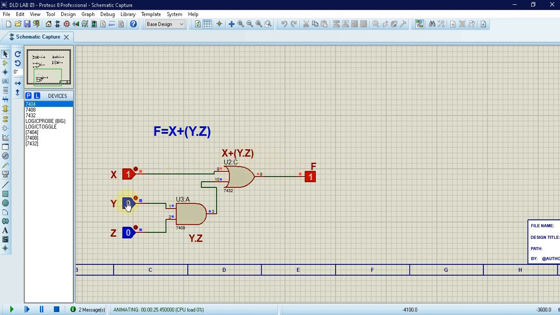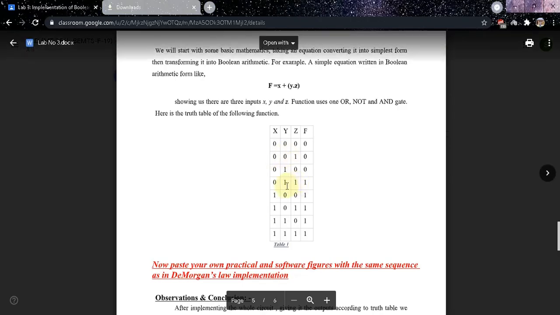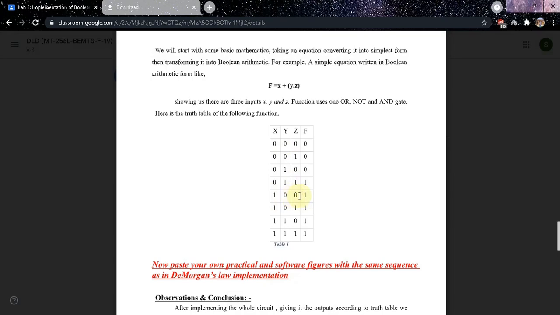If we give 0 and 0 at y and z, 0 and 0 gives us an output of 0, and x is directly attached to our OR gate, so here we can see 1 or 0, since y dot z gave us an output of 0, and we gave 1 to x. As we obviously know from the truth table of the OR gate, 1 or 0 gives us an output of 1. So 1 and both 0 gave us 1.